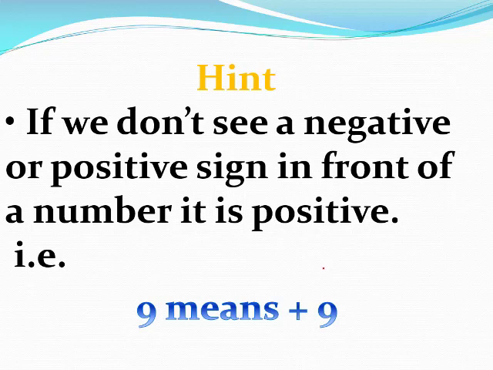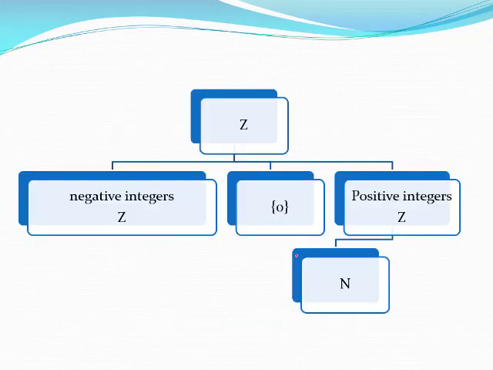If we don't see a negative or a positive sign in front of a number, it's positive. For example, 9 means positive 9. We don't write positive. So, for example, 7 without any sign means what? Means positive 7. So any number without any sign is, of course, a positive number.